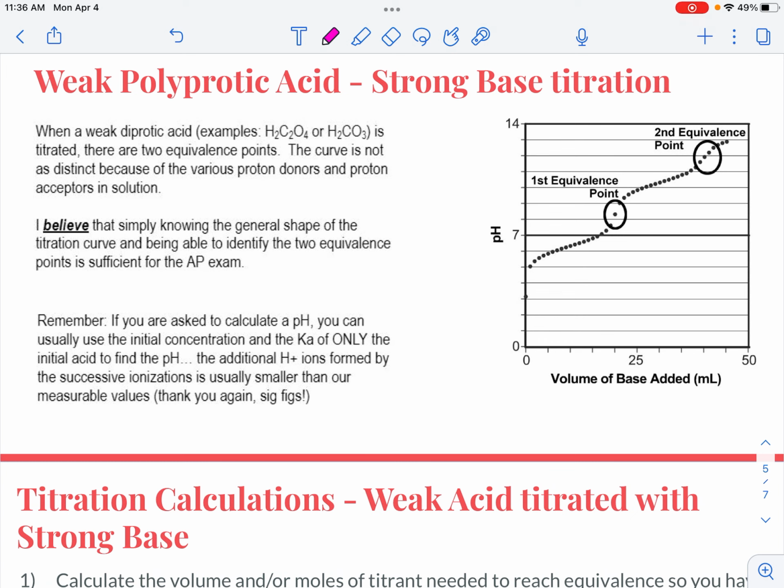So I'm a firm believer that you won't have to calculate titrations using polyprotic acids, but that you might be required to talk about how there could be 2 equivalence points or 3 for phosphoric acid, etc. And just a reminder that if you're asked to calculate the pH of a weak polyprotic acid only, not in titration, but just alone, then you're really only going to worry about the Ka of the initial ionization, not of all those others. So that's just a quick reminder.